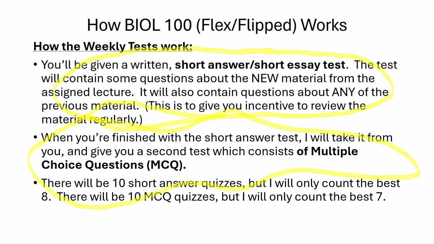Anyway, so we'll do 10 each of those, but we will only count the highest 8 and the highest 7 respectively.